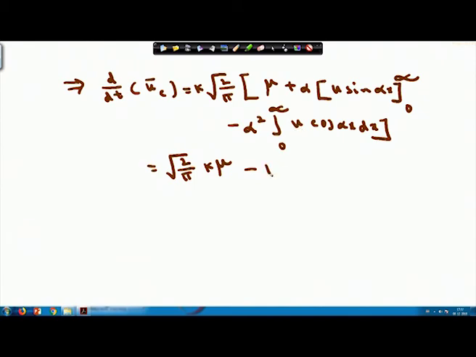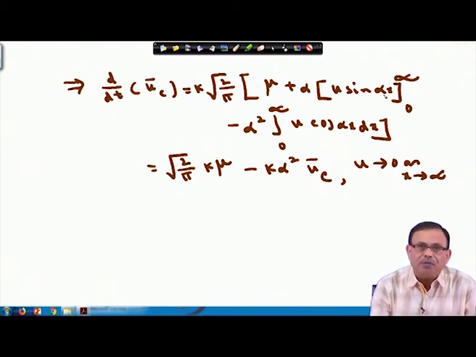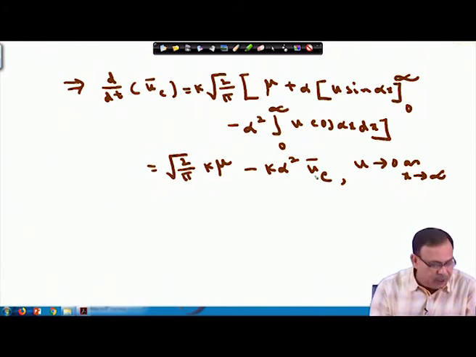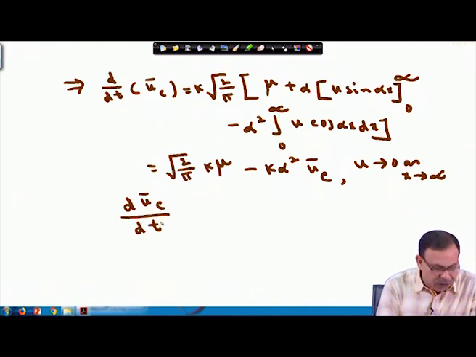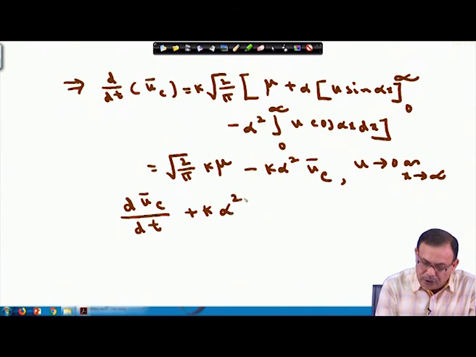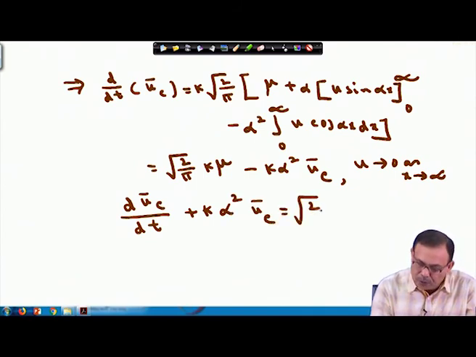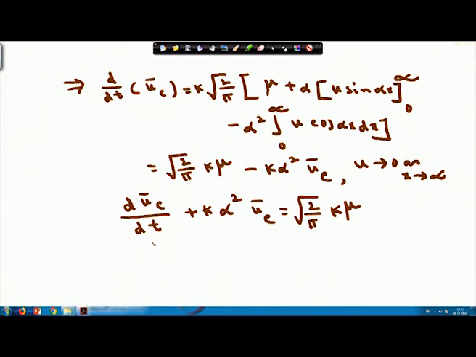So, this becomes k alpha square u bar c. Please note that u approaches 0 as x approaches infinity. This is also given to us. By that, the limiting value becomes 0. So, I am getting d/dt of u bar equals root over 2 by pi k mu minus k alpha square u bar c, so the equation I can now write as d u bar c/dt plus k alpha square u bar c equals root over 2 by pi into k mu. So, basically your PDE is converted to an ODE, a first order ODE, and I have to find the solution of this.